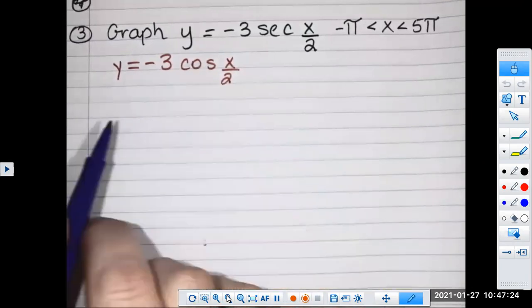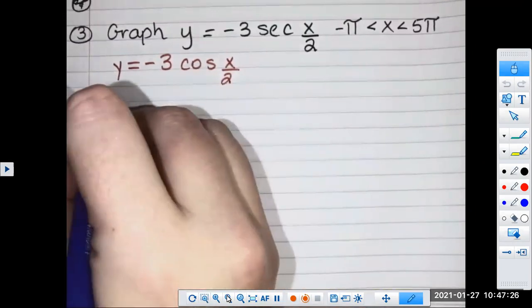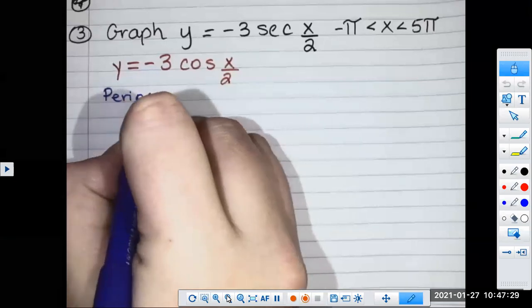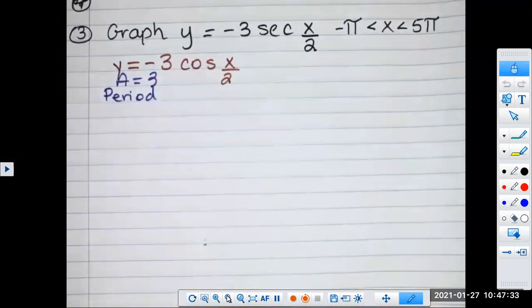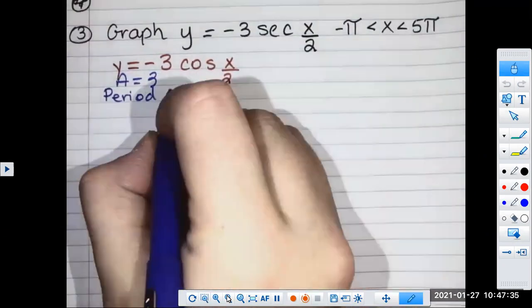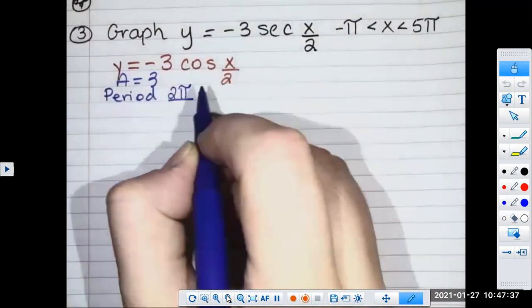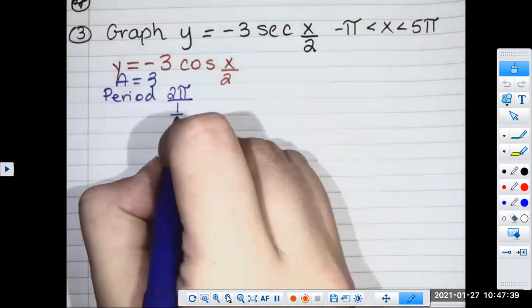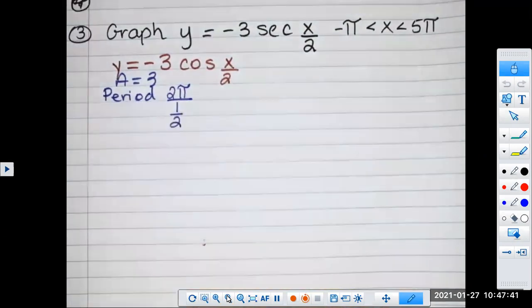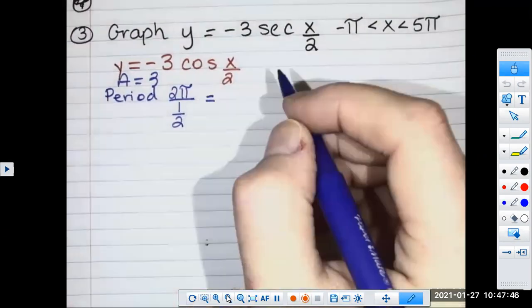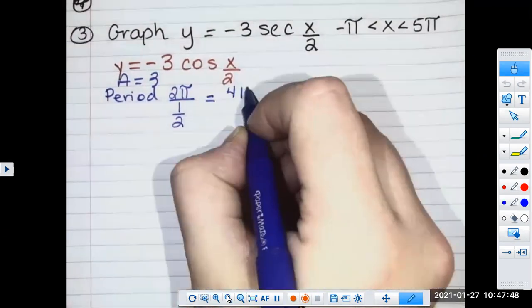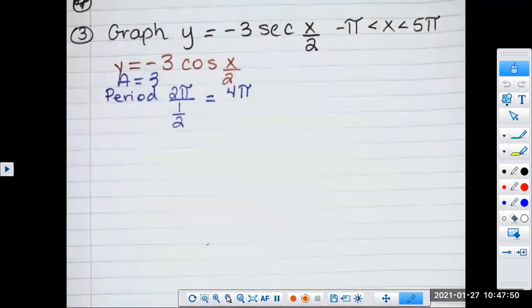So just like we did in 4.5, find your period, amplitude. The amplitude is going to be 3. Period is 2 pi over b, which is 1/2. So your period is 4 pi.